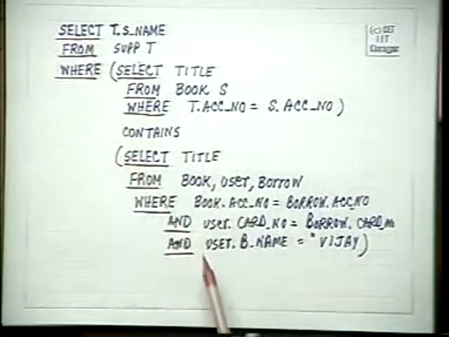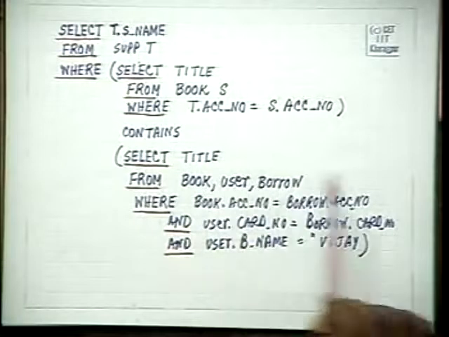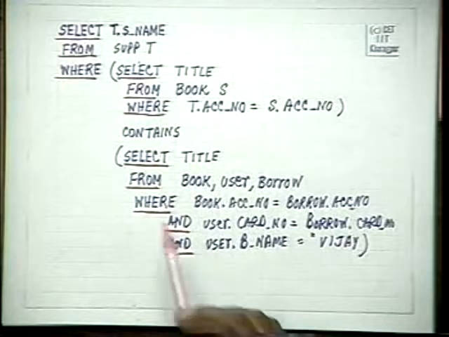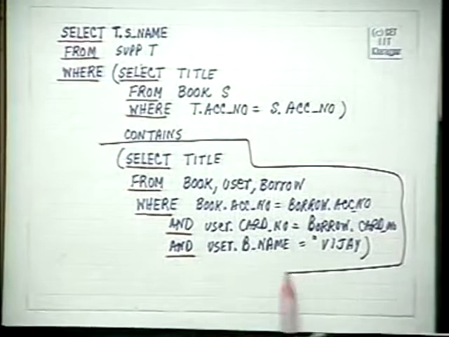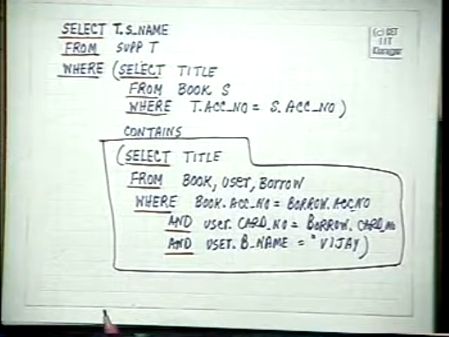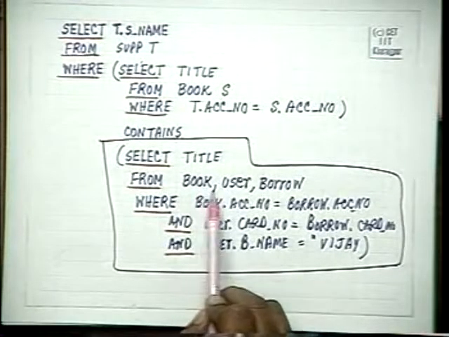The query is a big one, but we will break it up into a few parts. And once we break it up into a few parts, we will be able to understand it. Let us see this inside part. First, select title from book, user, borrow.